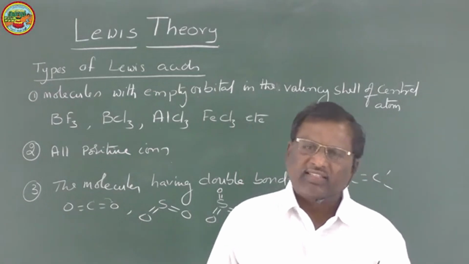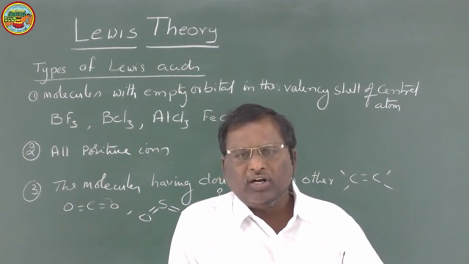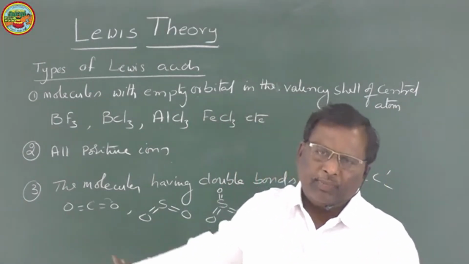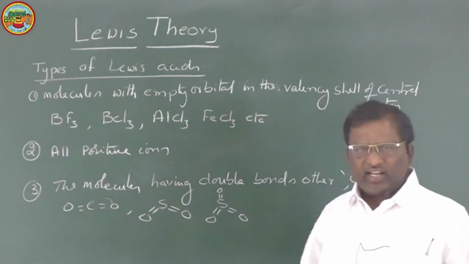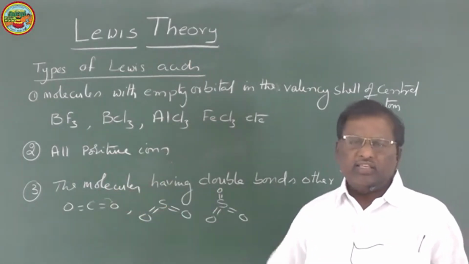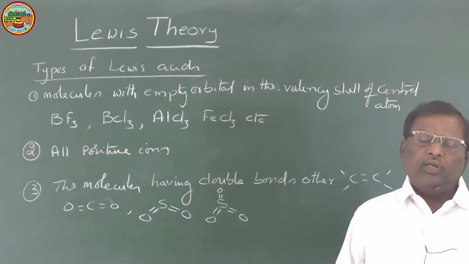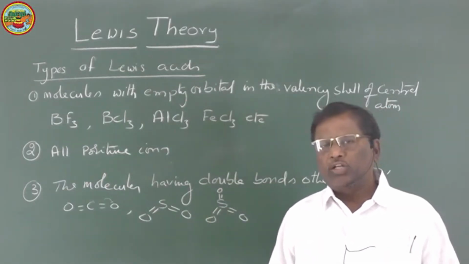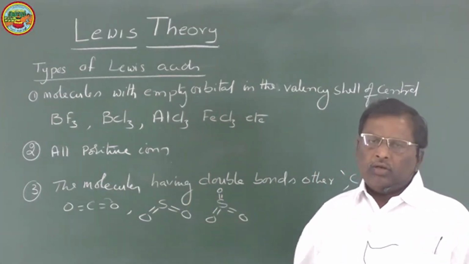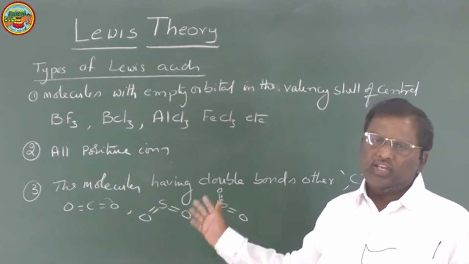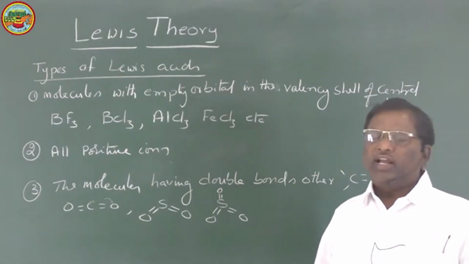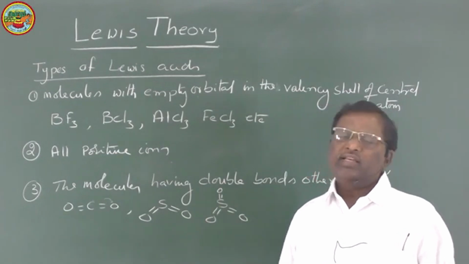And the third category of Lewis acids is the species which are having multiple bonds other than carbon-carbon bonds. Because in these multiple bonds, one atom will be more electronegative than the central atom. In such cases, bond shifting will take place. An empty orbital will arise on the central atom so that it can accept a pair of electrons from other species. Such species are said to be Lewis acids. Examples: CO2, SO2, SO3, and all oxides of non-metals will have such double bonds, and they are said to be Lewis acids.